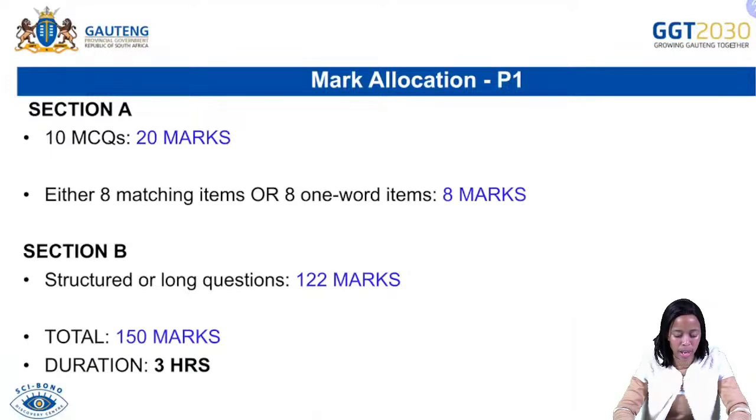Then we have under section A, either 8 matching items or one-word items, which consists of a total of 8 marks. Then we have your section B, which consists of structured or long questions and has a total of 122 marks. And the total for paper 1 is therefore 150 marks with a duration of 3 hours.